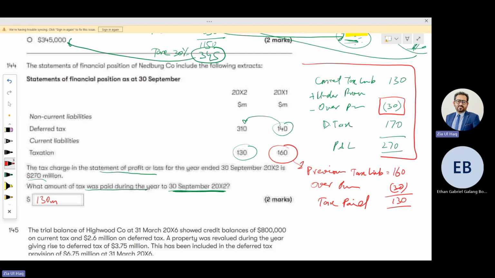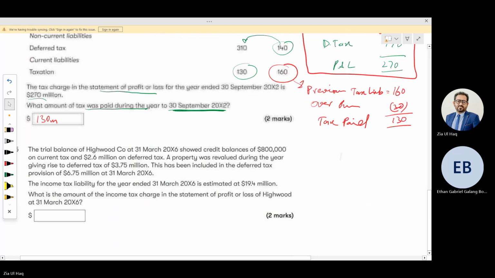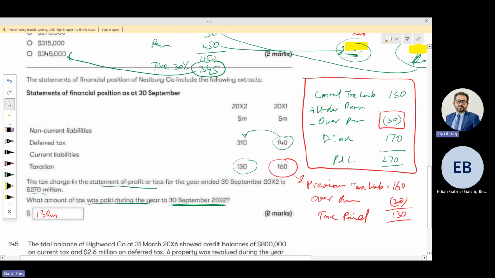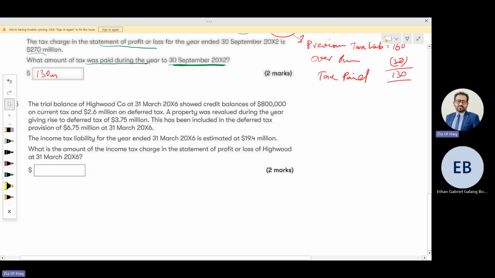Don't forget this. In current year tax liability, we need to adjust under or over provision and we need to adjust the increase or decrease in tax. In every question, we are using this form. If there is a deferred tax, we are using that. If there is no deferred tax, we are just using under or over provision. If there is no under provision, just adjust deferred tax. 145. And then we call it a day.